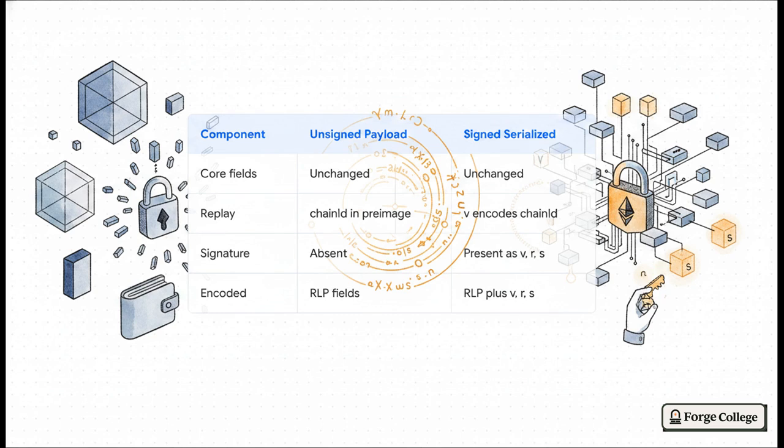Notice how the serialization changes too. We use RLP, that's recursive linked prefix, to encode the fields. On the unsigned side, it's just the core fields. But once signed, the RLP encoding wraps around those core fields plus those brand new V, R, and S signature values.